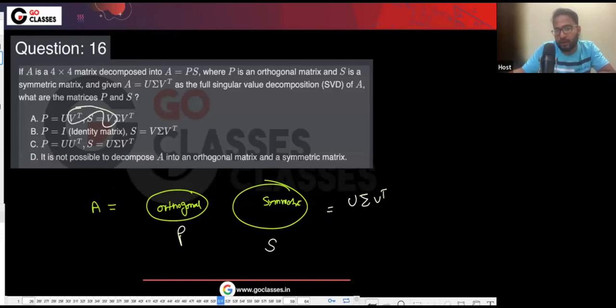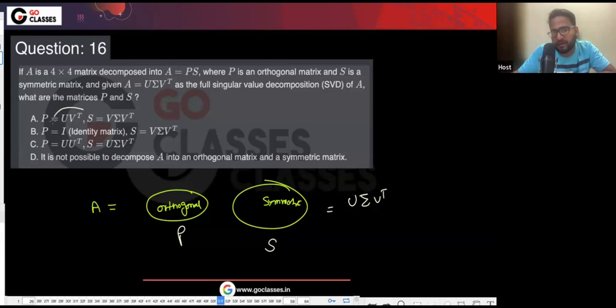Yes, it is giving you A, right? The first check is that P into S is A. The second check is: is P orthogonal? Is S symmetric? S seems to be symmetric. But is this orthogonal? U into V transpose need not be, right?